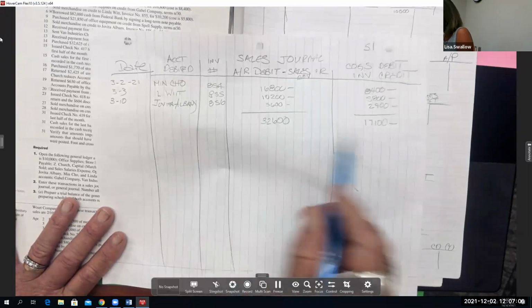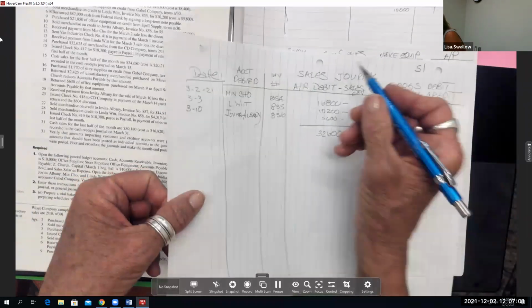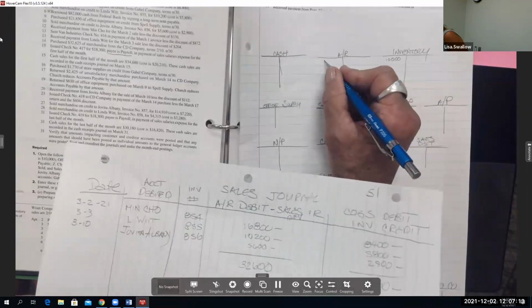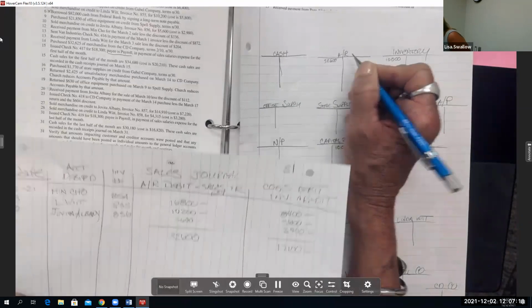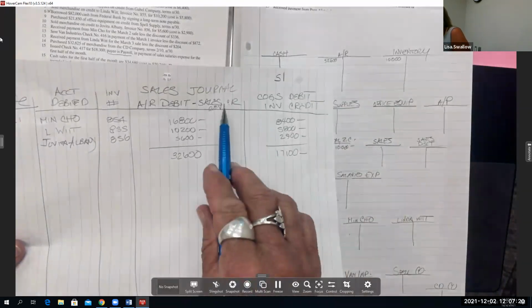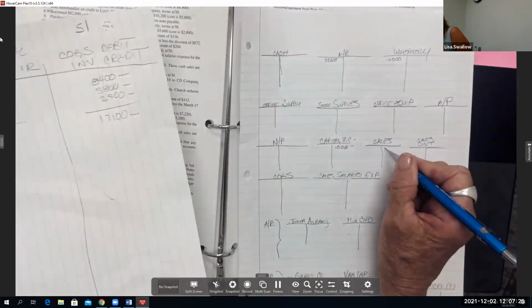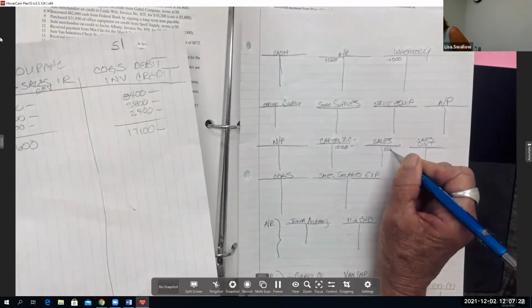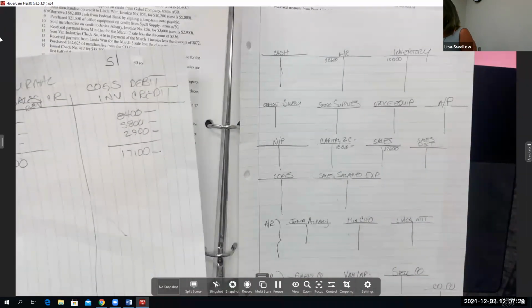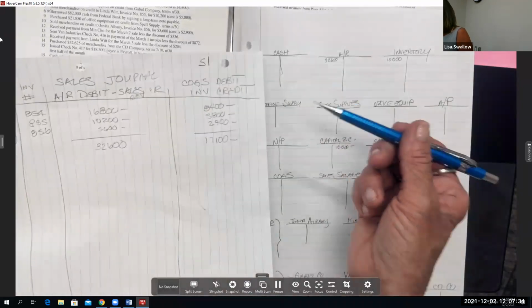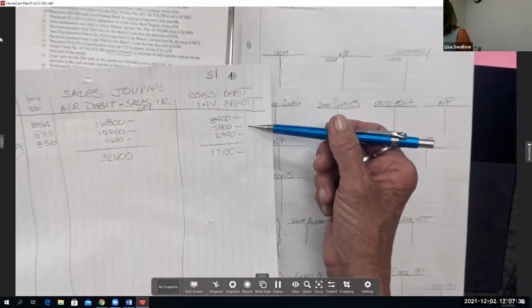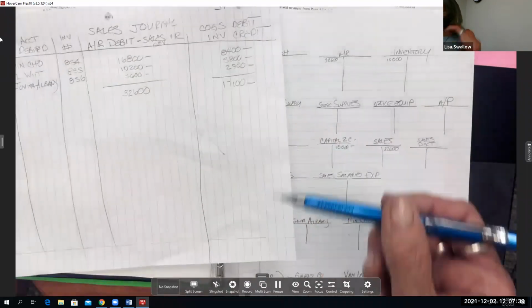I'm going to start with the total, 32,600. I know that's got to go to AR debit, so let's do that. And it's got to go for credit to sales revenue. Yep, same, because that's just one column, same number. And then same with your debit and credit to COGS and inventory, but obviously for the cost number.